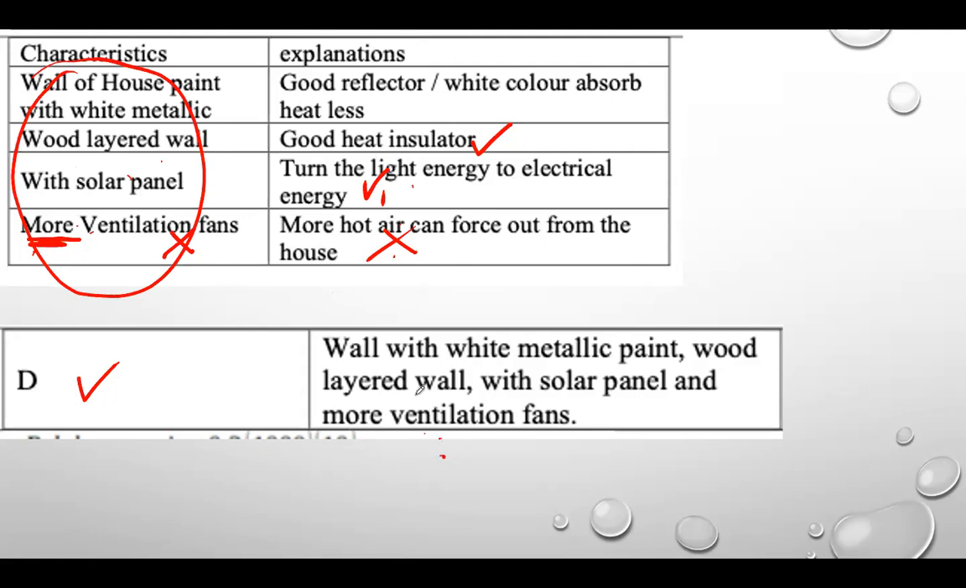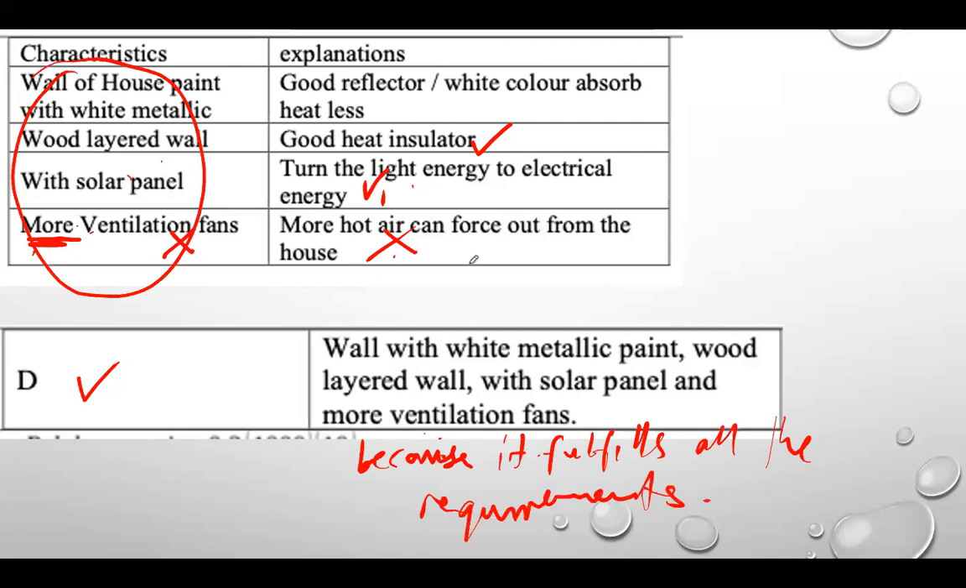Okay, and this is where I get very annoyed, because there are still some people that write this. You know, the best house is D because it fulfills all the requirements. Okay, makes sense. It's a very logical answer. House D fulfills all these requirements, but I give you wrong. You know why I give you wrong? Because I have already taught you how to write the reason. Saya sudah ajar kamu macam mana mau tulis the reason. If you give me a lazy answer like this, you get a lazy mark, which is zero.